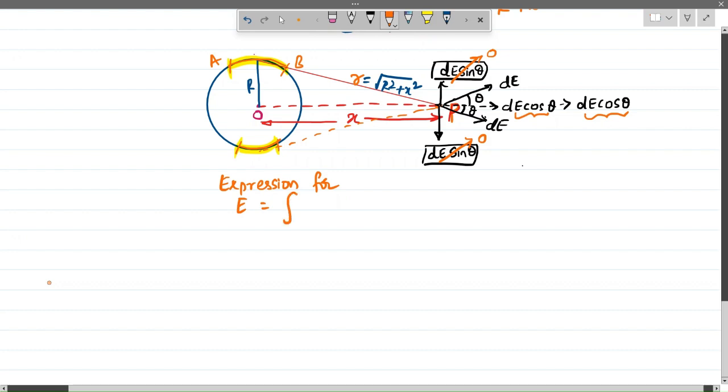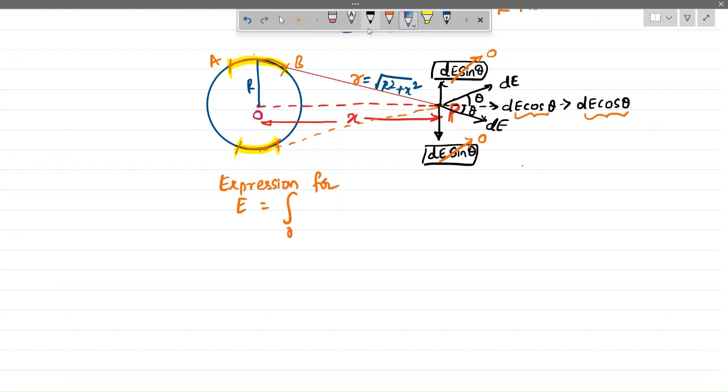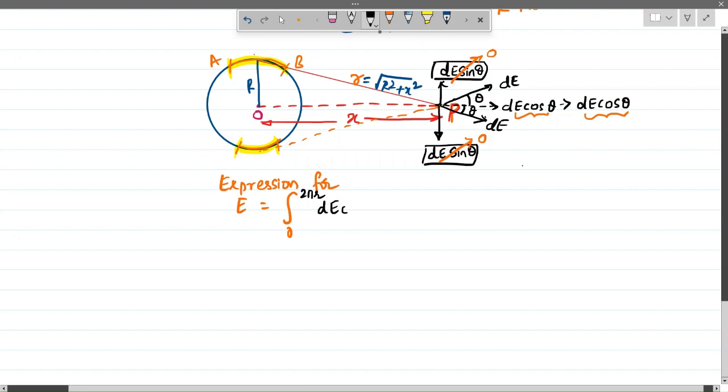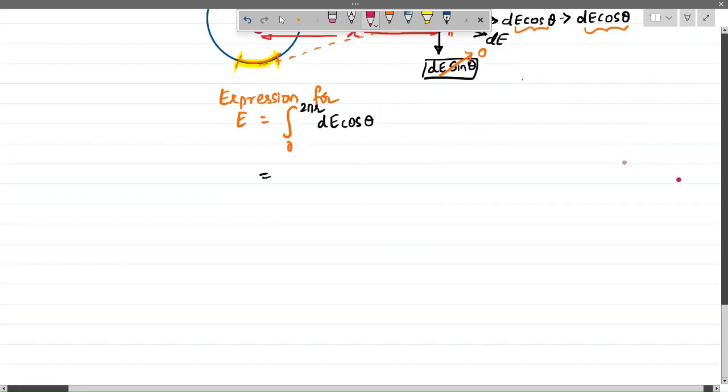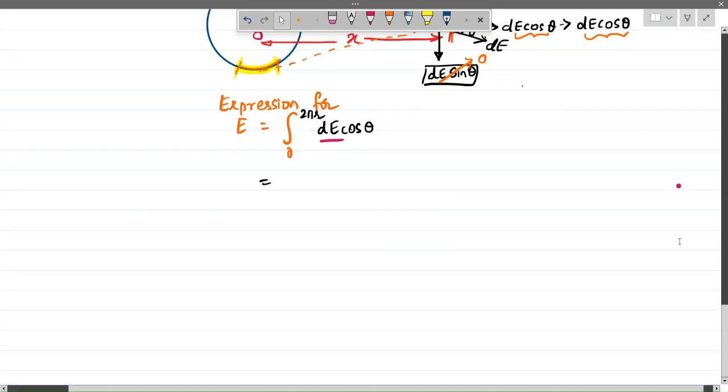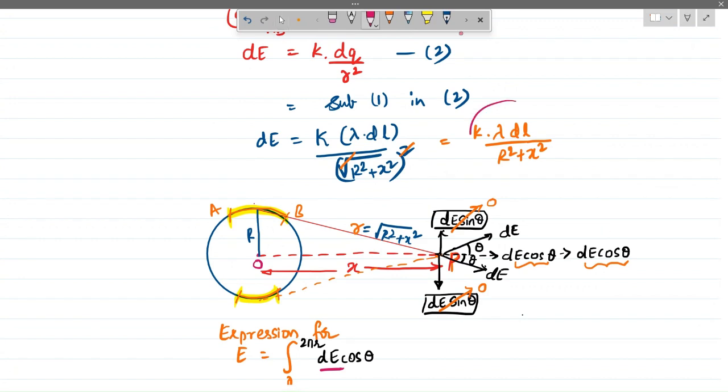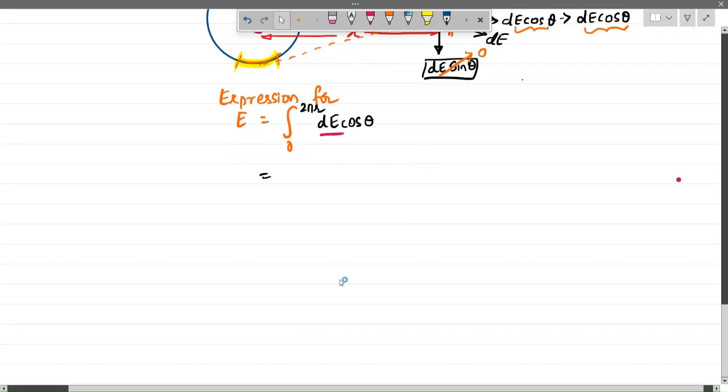So the integration is from 0 to the circumference of the circle, which is 2 pi R, of dE into cos theta. Now what is dE here? We have seen the expression for dE: k into lambda dl upon R square plus x square. Let us write it: integration from 0 to 2 pi R of k into lambda into dl upon R square plus x square, into cos theta.